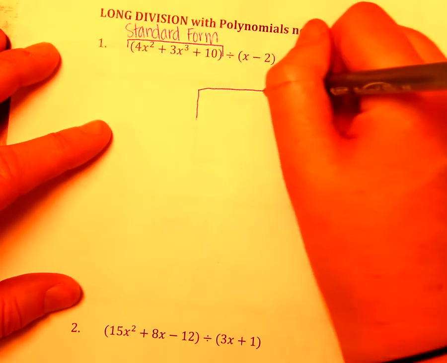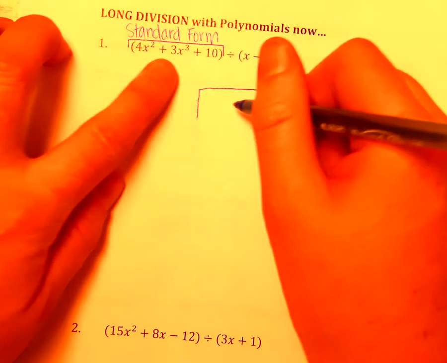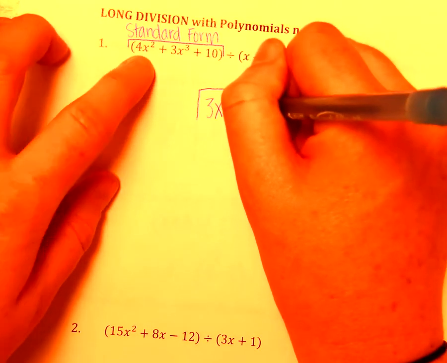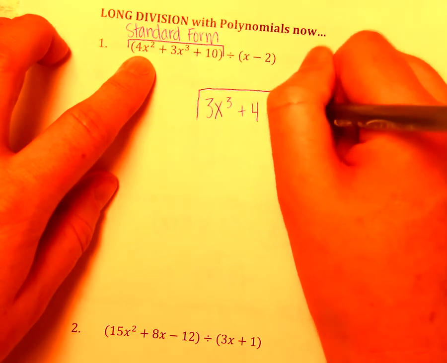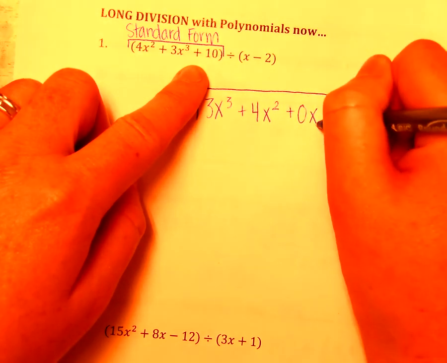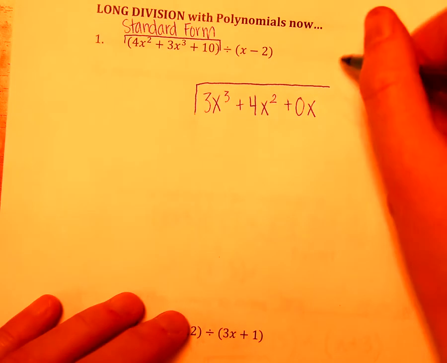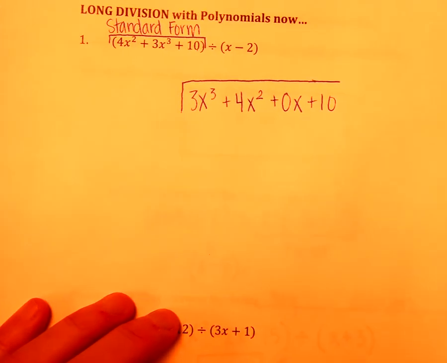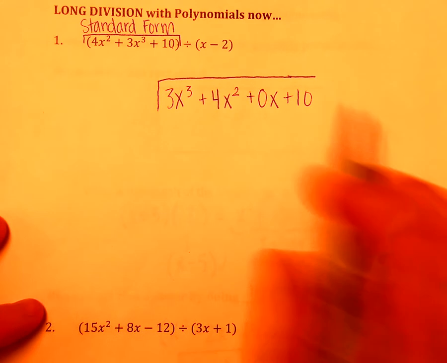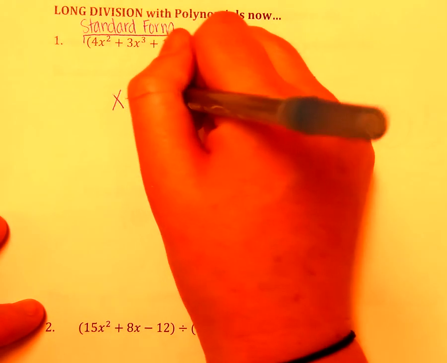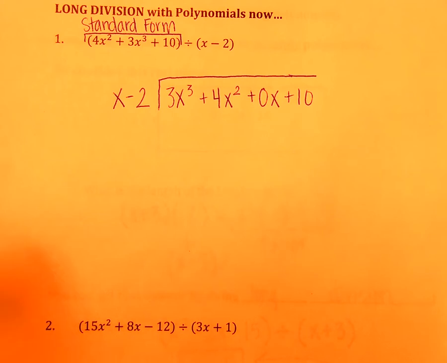When I go to put it under my long division box, I'm going to start with my highest exponent first, the 3x cubed. Then I'm going to put the 4x squared. I don't have any x's, so I'm going to write that I have 0 x's. And then I have that 10 as well, so plus 10. Okay. The x minus 2, that's going to go out front here. So I'm going to put that out front, just like I did in the last problem as well. And then I'm going to send it through.